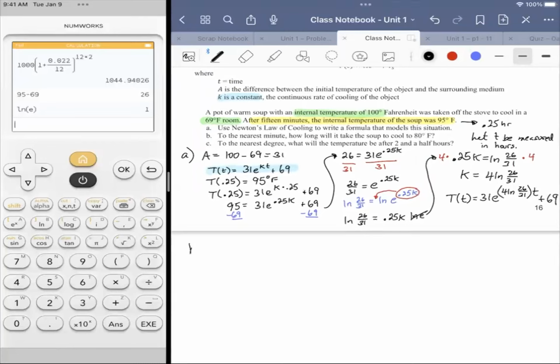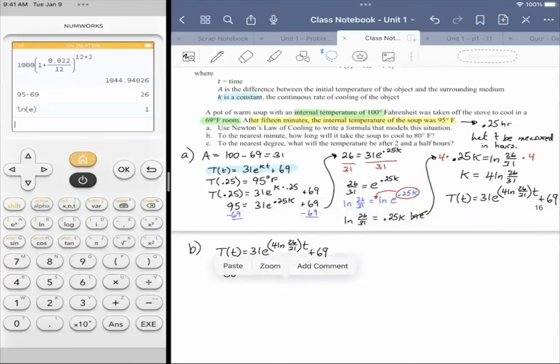All right, so for part B, let me just grab this. Hold on. Come on. There it is. So this is my function. I'm going to set it equal to 80 degrees Fahrenheit. So I'll just say 80. And now we have an equation that we can solve.